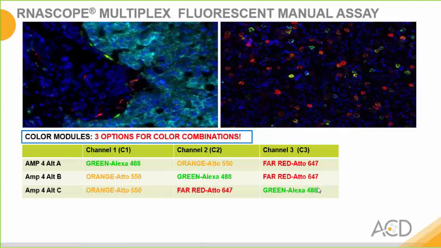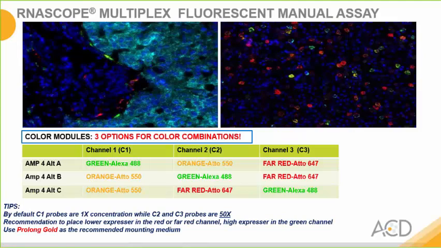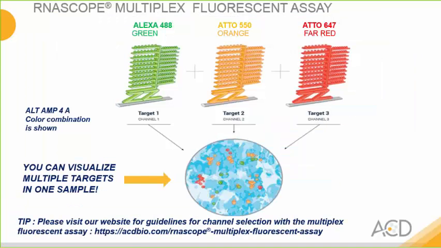So 2 things to note is that far red is not really visible by eye. And then the green is the least distinct from tissue autofluorescence. So we recommend to put low expressors in red or far red and high expressors in green. Also, we recommend to use the Prolong Gold as a mounting media for this assay. So please visit our website for channel selection guidelines.